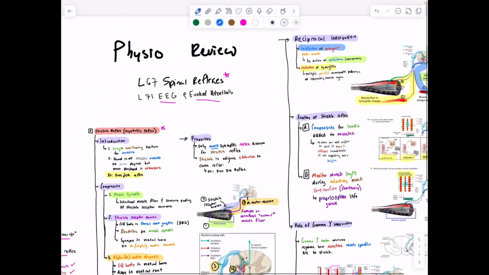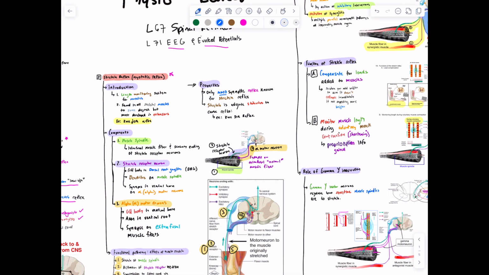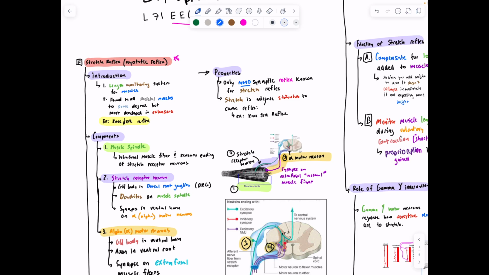All right, so our first reflex is the simplest one, and yet we have the most information to talk about because it is going to allow us to understand the other ones a little bit better. The stretch reflex is basically a length monitoring system for muscles. It's found in all skeletal muscles to some degree, but it's most developed in extensor muscles. The example we have is the knee jerk reflex, which is, you hit the patellar tendon in the knee, and then your quadriceps contract and your leg extends.